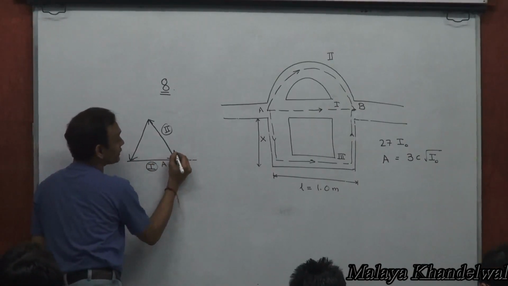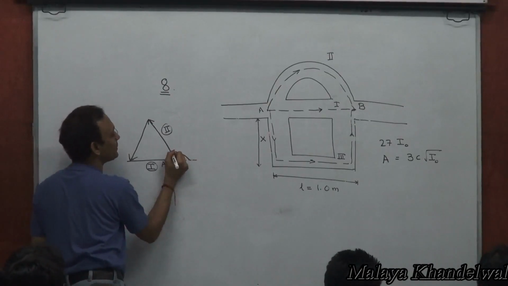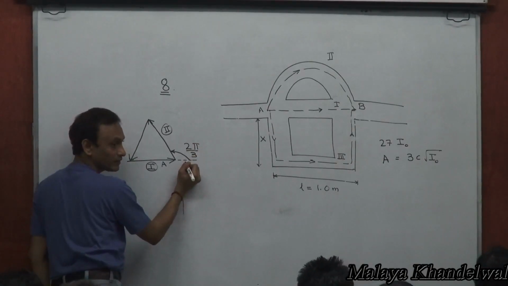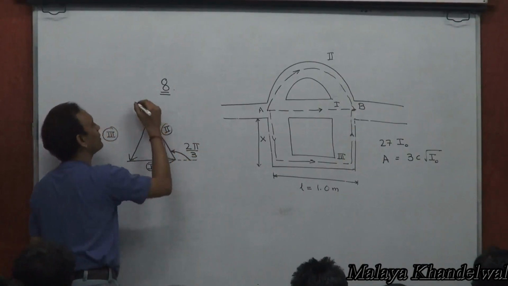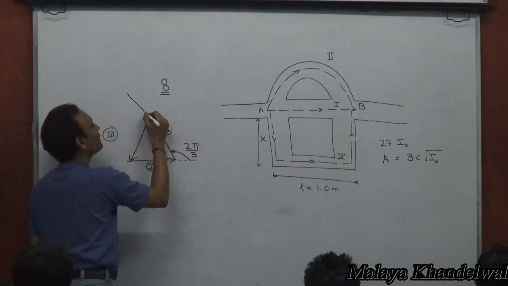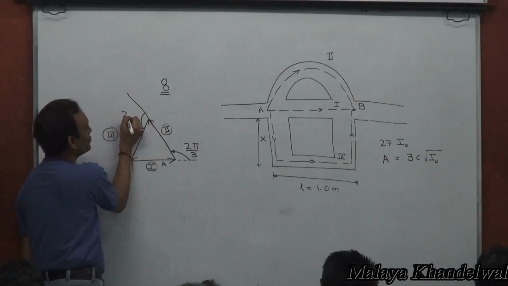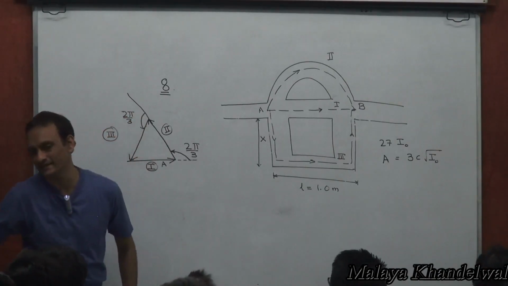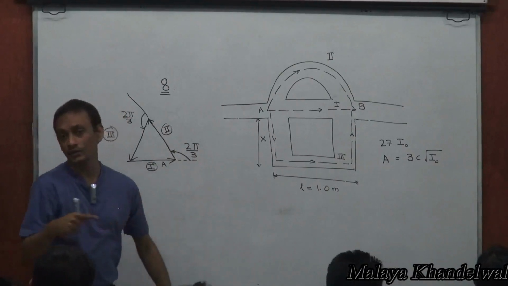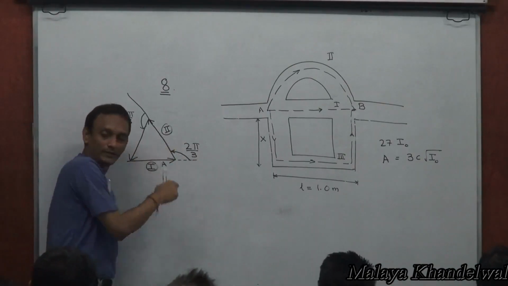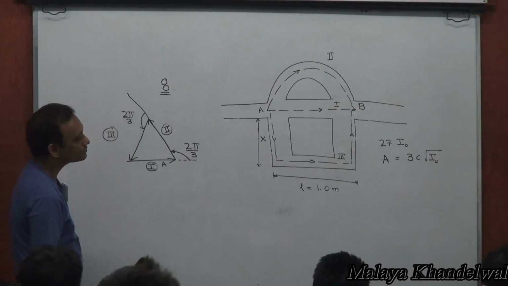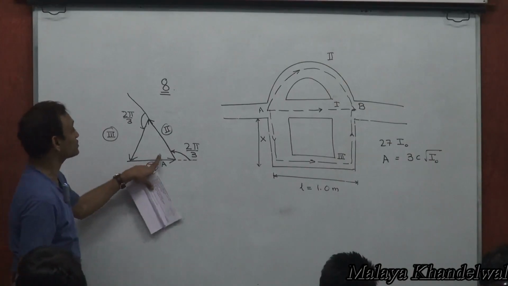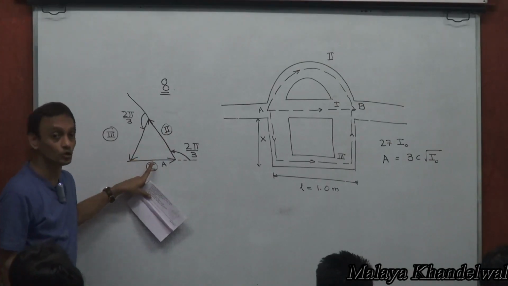Now, because it's an equilateral triangle, 2 is ahead in phase compared to 1 by an amount 2 pi by 3, right? 3 is ahead in phase compared to 2 by an amount 2 pi by 3. So 3 is ahead of 1 by 4 pi by 3. Okay. Now, the phase difference between 1 and 2, 2 minus 1, is 2 pi by 3.